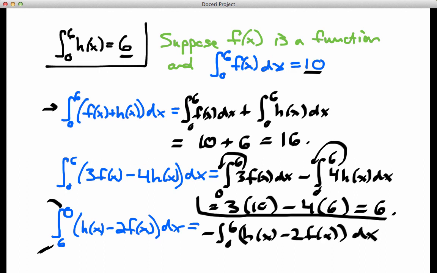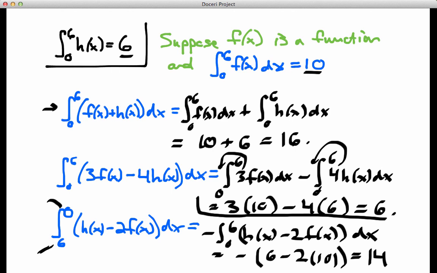And now much of this can proceed as we normally think of it. This is going to be negative. The integral of h of x was 6. The 2 times the integral of f of x is going to be 2 times 10. And this works out to be positive 14.